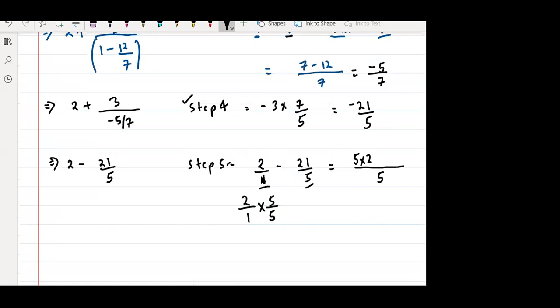Because I want to convert the denominator as 5, right? So minus 21 by 5, so this can be written as this. Minus 21. Anyone have any doubt in this? Samajh mein aa raha hai? So it is 10 minus 21 by 5. Now what is 10 minus 21? It is minus 11 by 5. Yes or no? Clear? Very good. Everyone clear? So answer mil gaya mujhe. So the answer is minus 11 by 5.